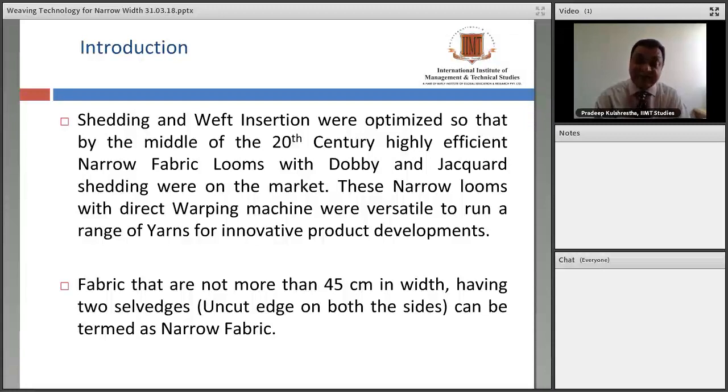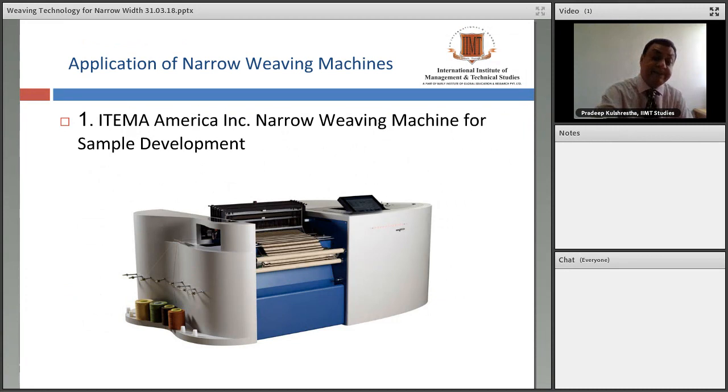The definition of narrow fabric is that any fabric having width less than 45 centimeters comes under narrow fabric. Now we will take the machines one by one with the companies, like I am showing you ITMA American narrow weaving machine for sample development.